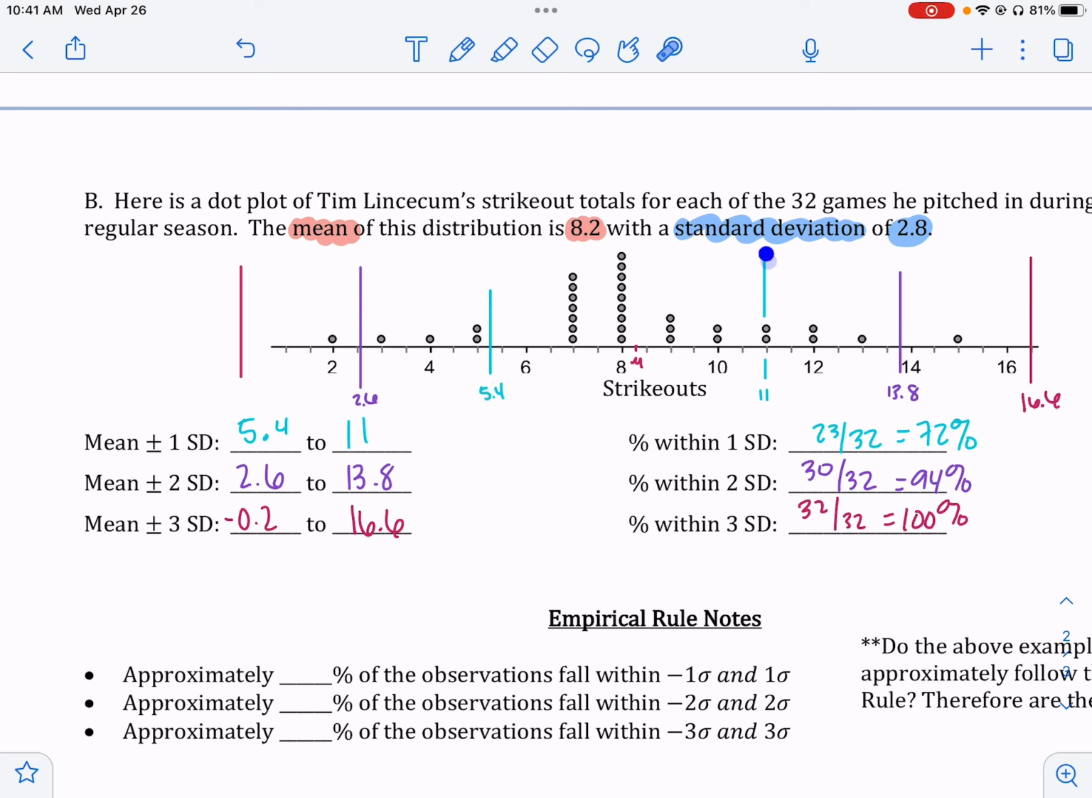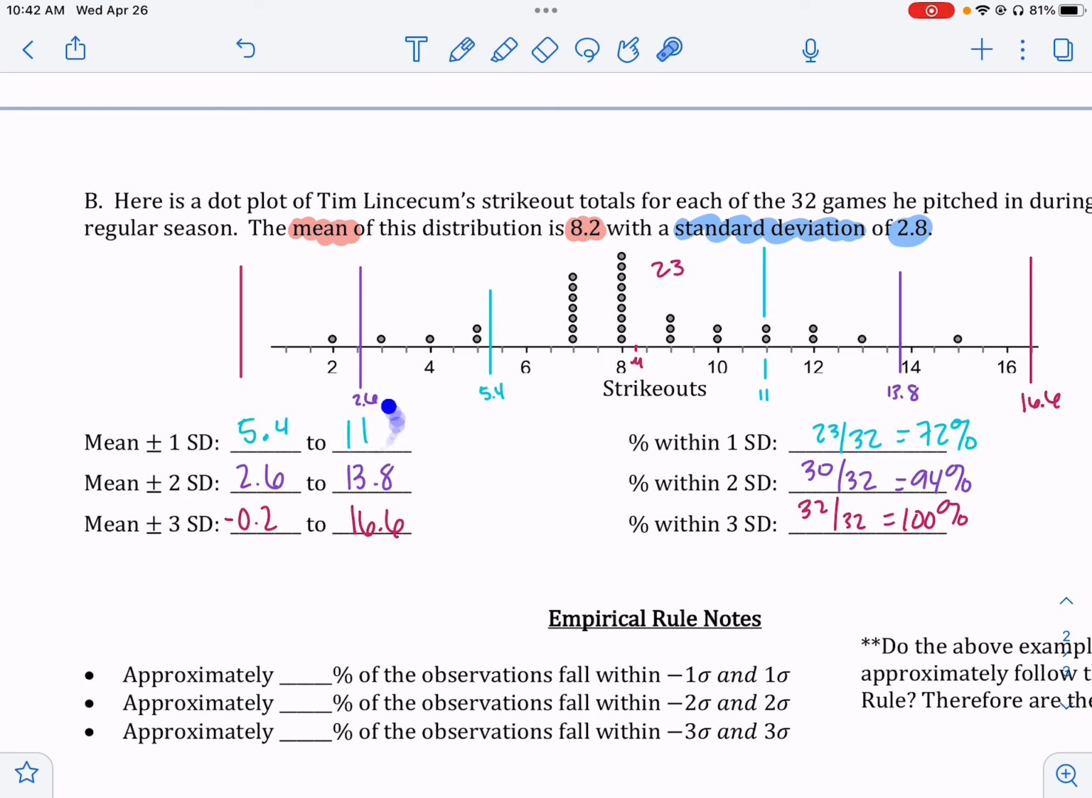Applied the 5.4 and the 11 and counted up all of these. Here, we are going to include the ones that are on those borders. So this 11, those do fall within 1 standard deviation. They are the border. We are going to include them. So when I counted all of these points up, I got 23 of them. So we are able to say for this data set, 72% of the data fell within 1 standard deviation. So once again, this was 23 points right here.